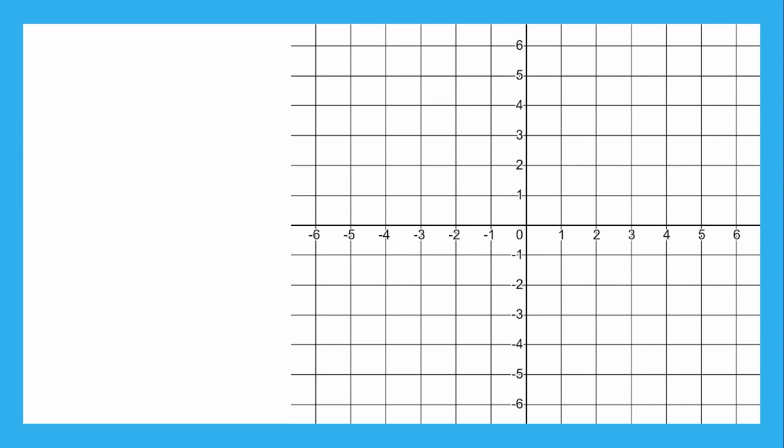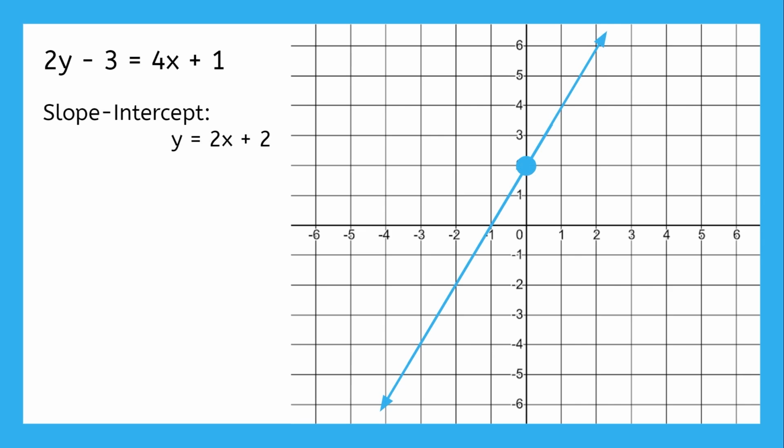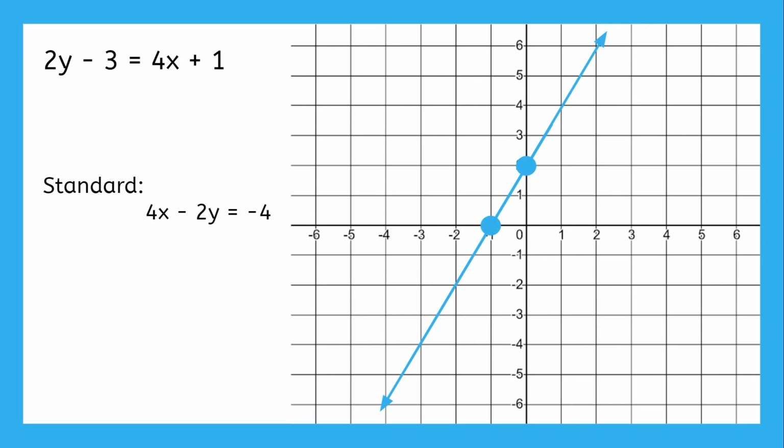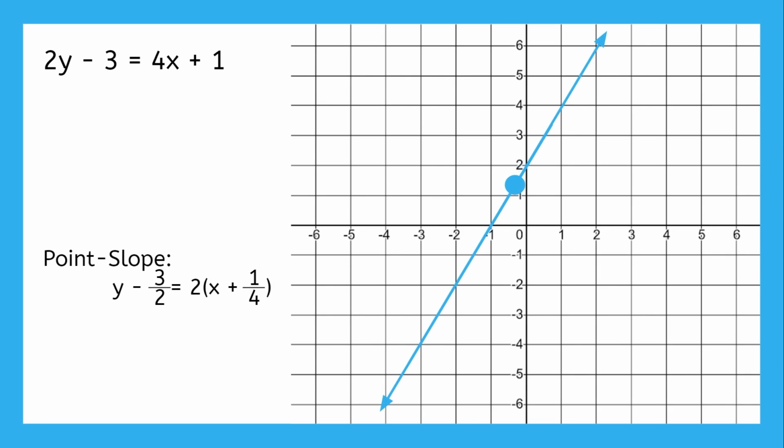Even linear equations that aren't written in one of the forms can be graphed simply by manipulating them into one of the forms. Like, take this one, for instance. This equation isn't in any of the forms we know, but we can make it one. We could make it slope-intercept form by solving for y, or make it standard form by moving x and y to the same side, or you could even make it point-slope form by dividing off y's coefficient, then factoring the coefficient of x.